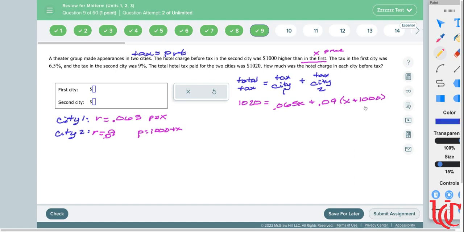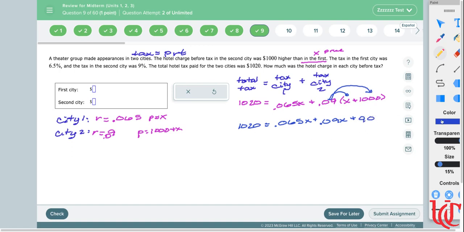Then we are going to simplify things. So we have $1,020 equals 0.065x plus 0.09x plus 0.09 times 1,000. I would move my decimal 2 spots to get rid of it, get rid of 2 zeros. So this is the same thing as 9 times 10, which is 90.